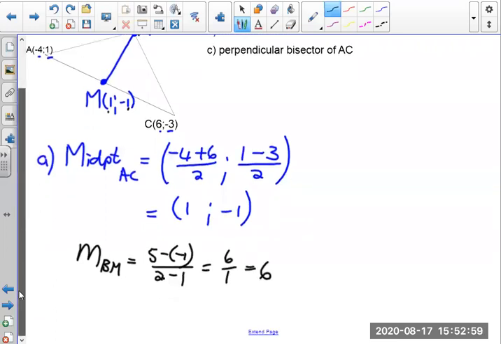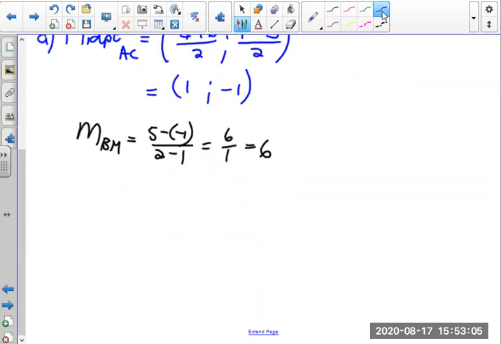And now I can use my equation. I'm going to use y minus y1 again, y minus y1 equals m times (x minus x1). And remember, it doesn't matter which one you use, y equals mx plus c or that one, it will give you the same answer. So don't worry about that.